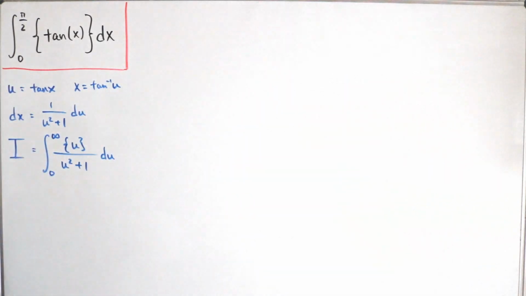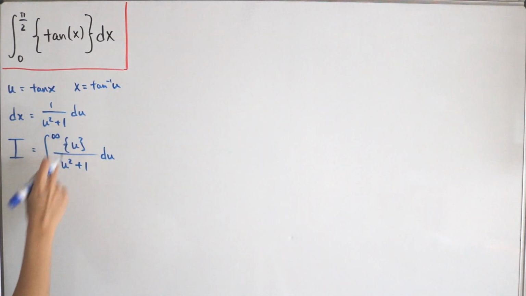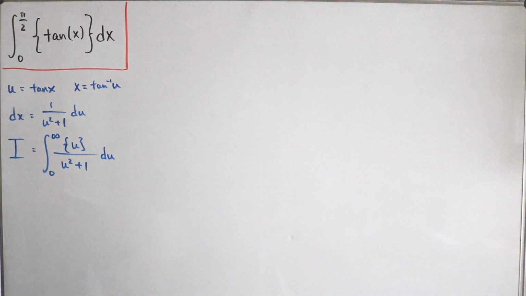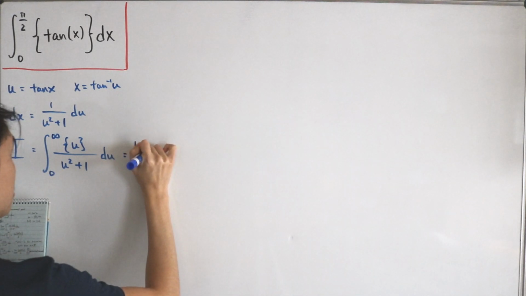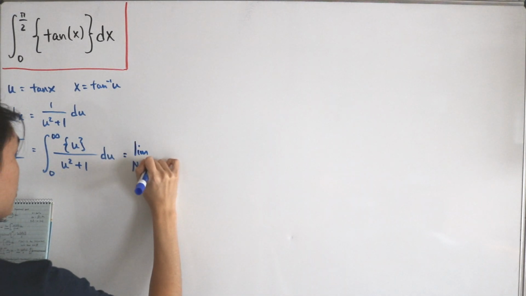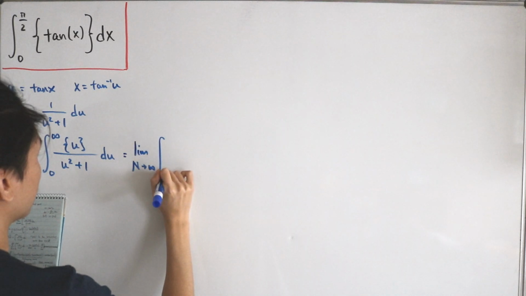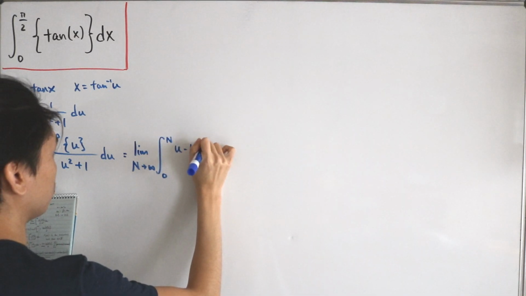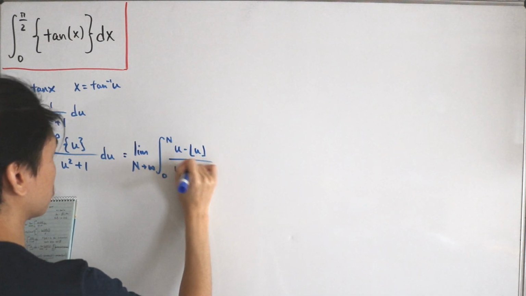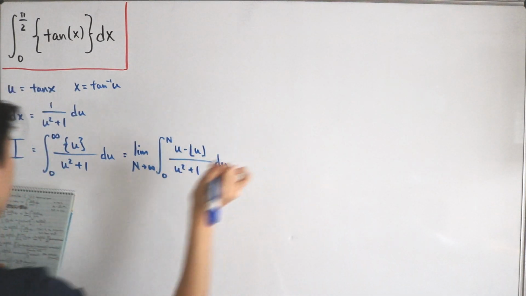With that definition in mind, let's replace the fractional part of u with that formula. Another thing I'm going to put down is that we're going to take this in terms of a limit. I'll write this as the limit as capital N approaches infinity of the integral from 0 to capital N of u, subtract the floor of u, divided by u squared plus 1, and then du.